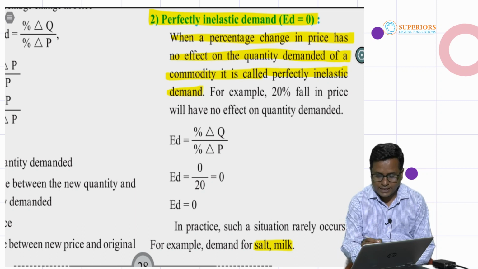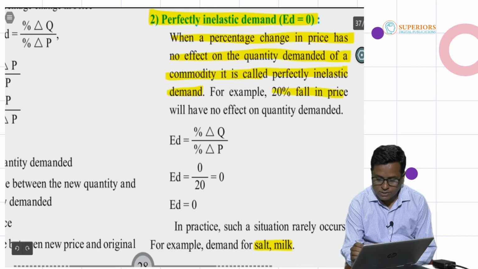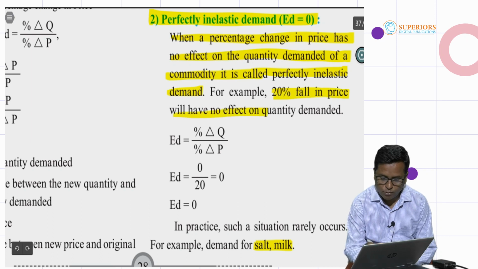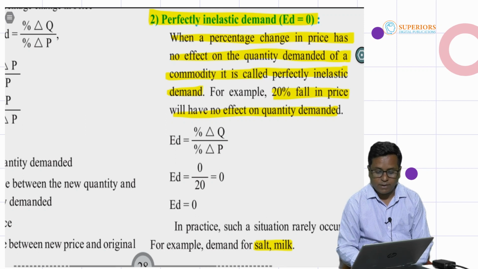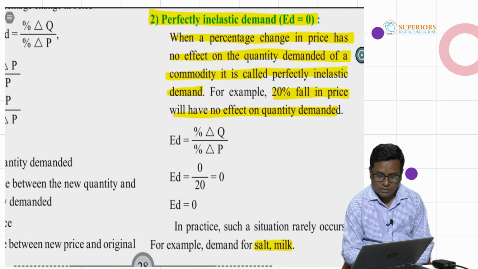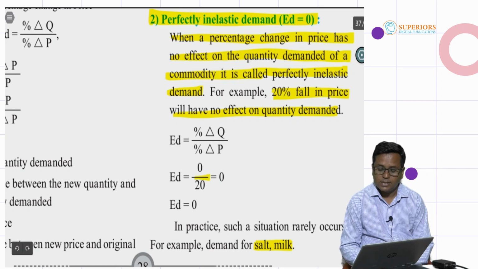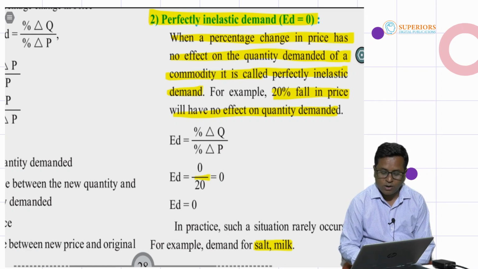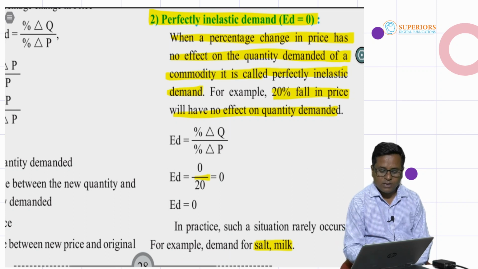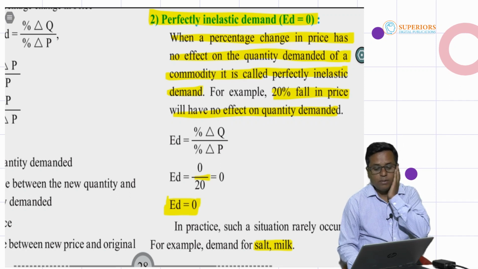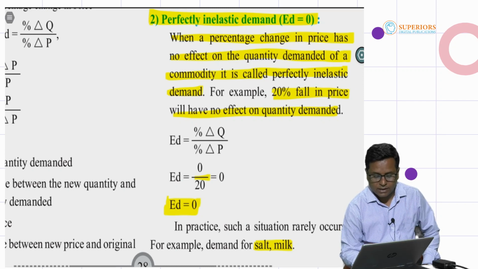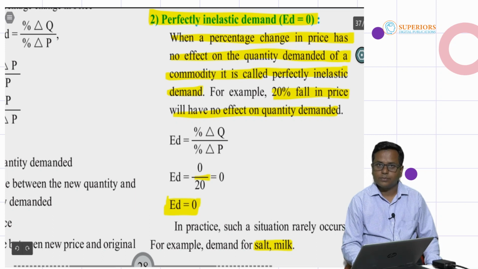For example, a 20% fall in price will have no effect on quantity demanded. The percentage change in price is 20, but the change in quantity demanded is 0. Here the price elasticity of demand is equal to 0. It means zero price elasticity of demand. The numerical value of perfectly inelastic demand is 0. Okay.